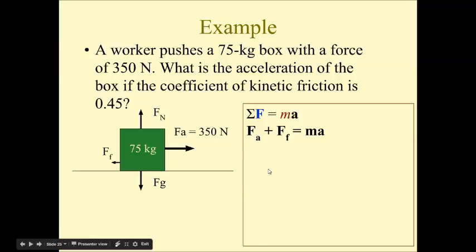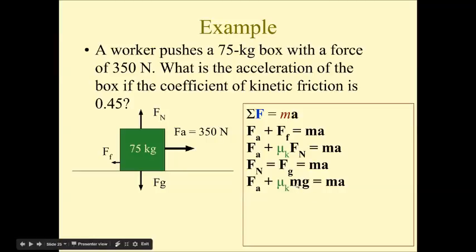It's not the 0.45, but we use the formula for friction, F_f equals mu_K F_n. And because we know this is a horizontal surface, that F_n is equal to the weight, so we replace F_n with mg, sorry about the typo. So we put mg in place of the weight, which is equal to the normal force, and now we have all the pieces to put in there. We're given the 350, we have the coefficient, we know the mass, we know gravity, we know the mass again, and we're looking for acceleration.